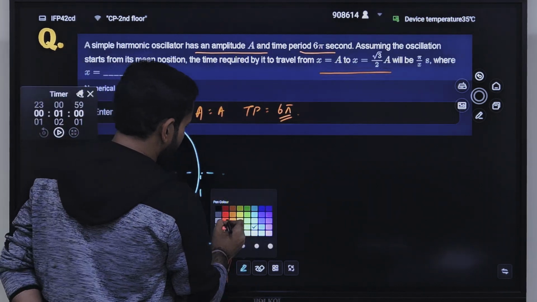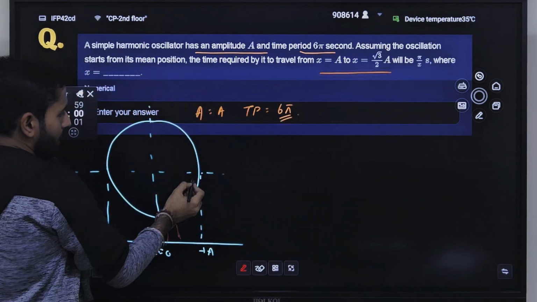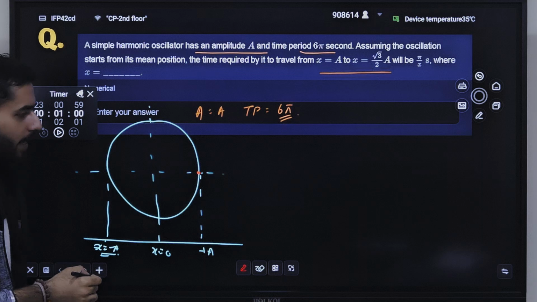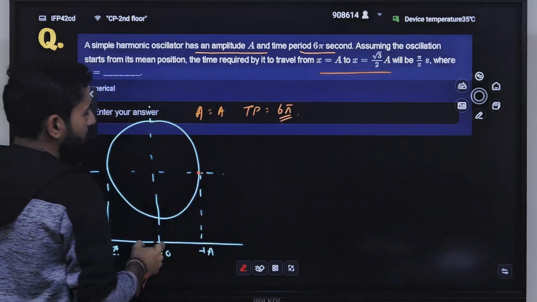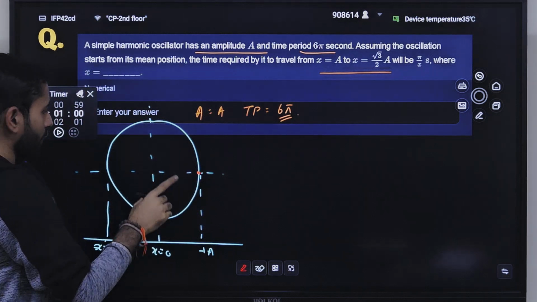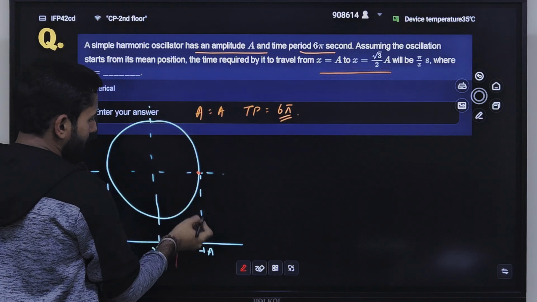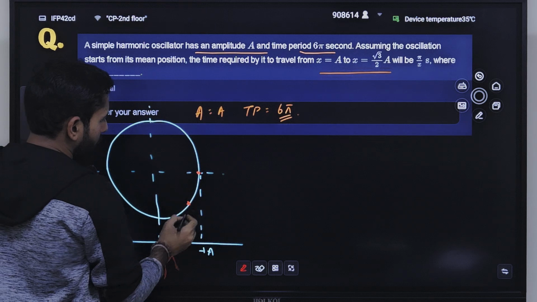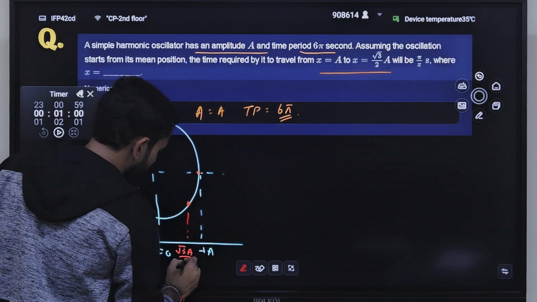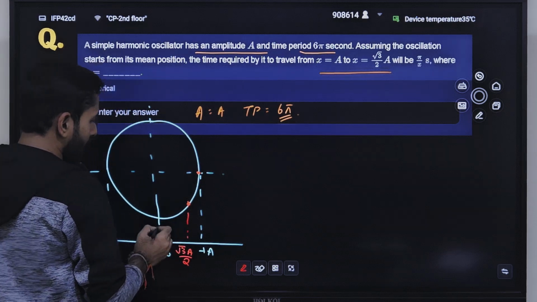Now identify where your particle is and where it is moving. Your particle is moving from x equal to A to x equal to root 3 A by 2. That means initially it was here. Let's suppose initially it was here, and now it is traveling to root 3 A by 2. It is not mentioned whether it is traveling from plus A or minus A, so you can do anything. Let's do it from x equal to A, starting, and it is reaching root 3 A by 2. Now tell me how much angle is covered.